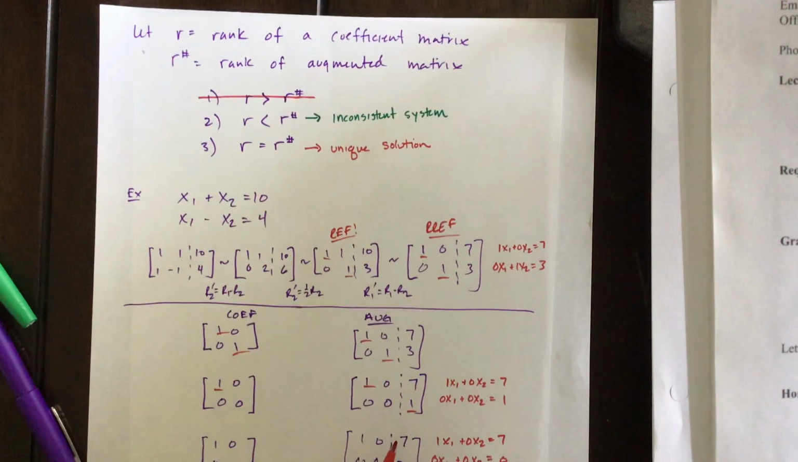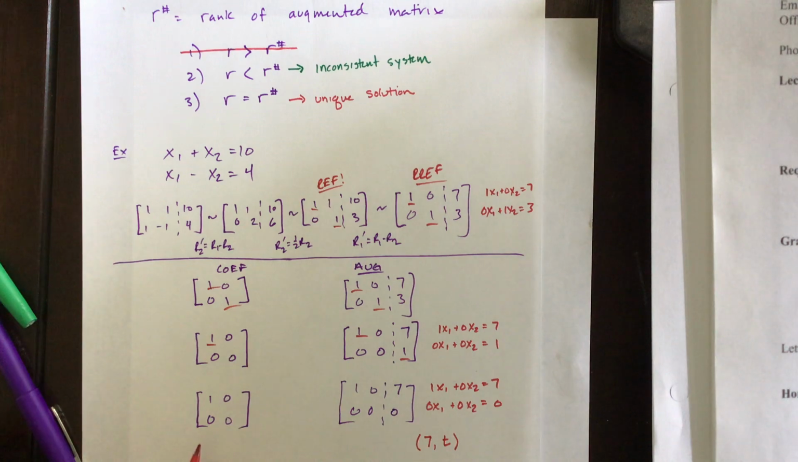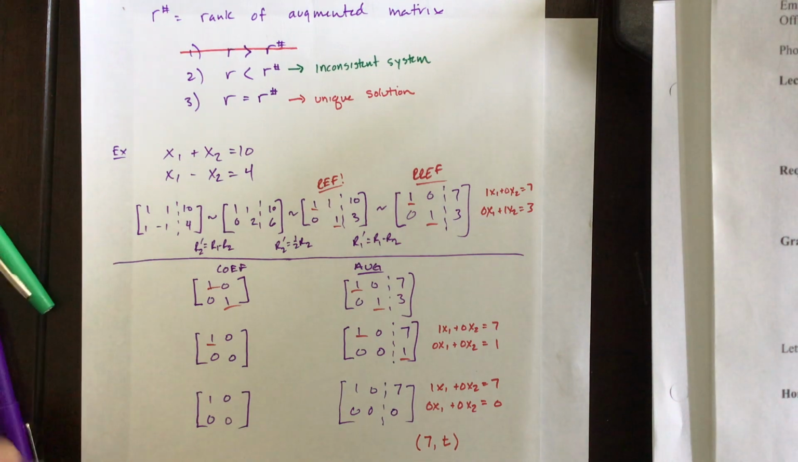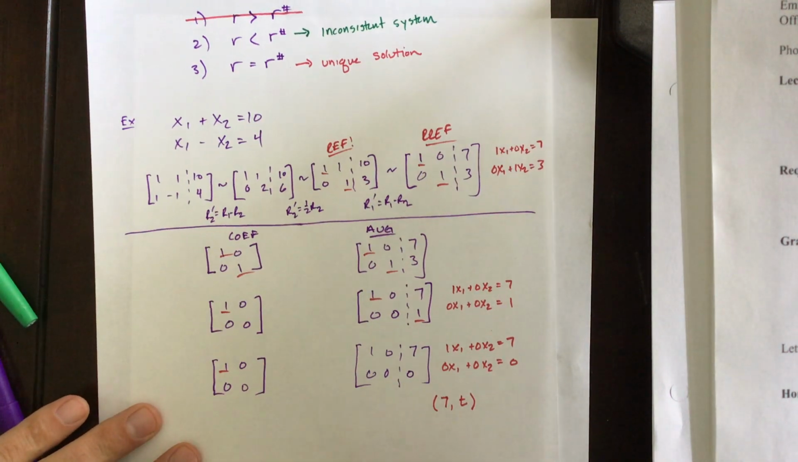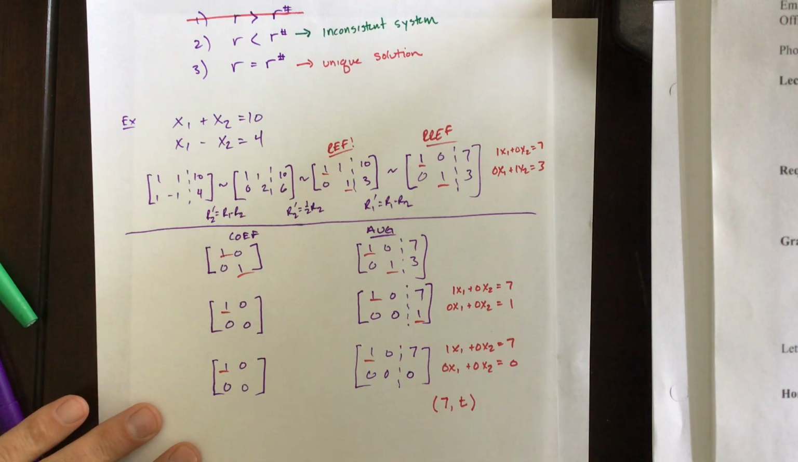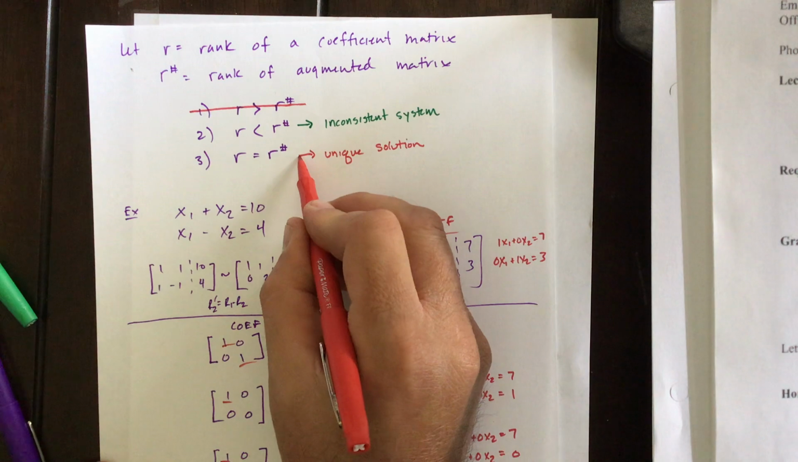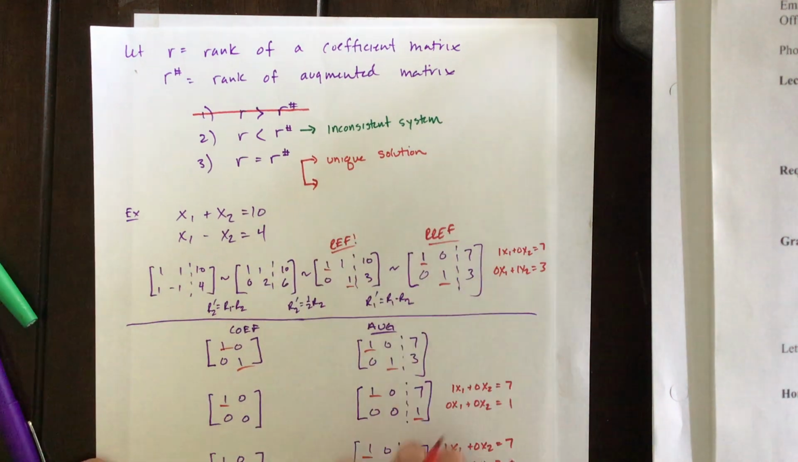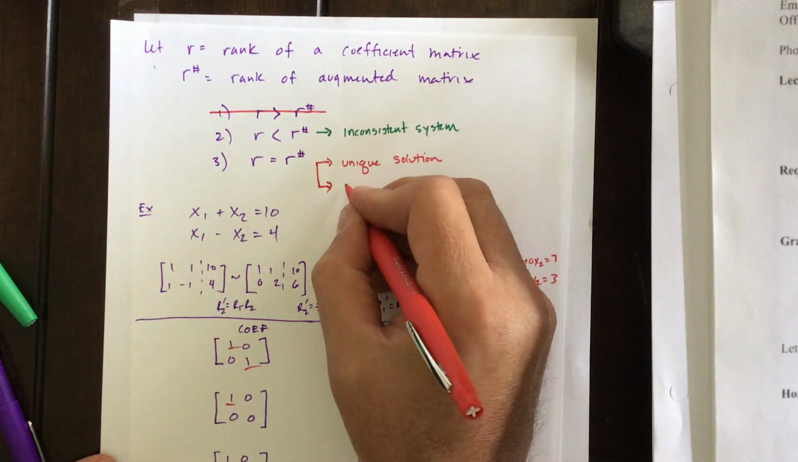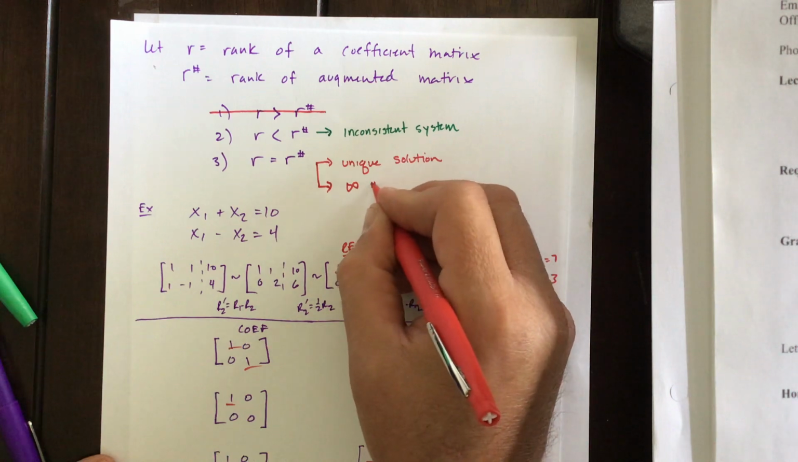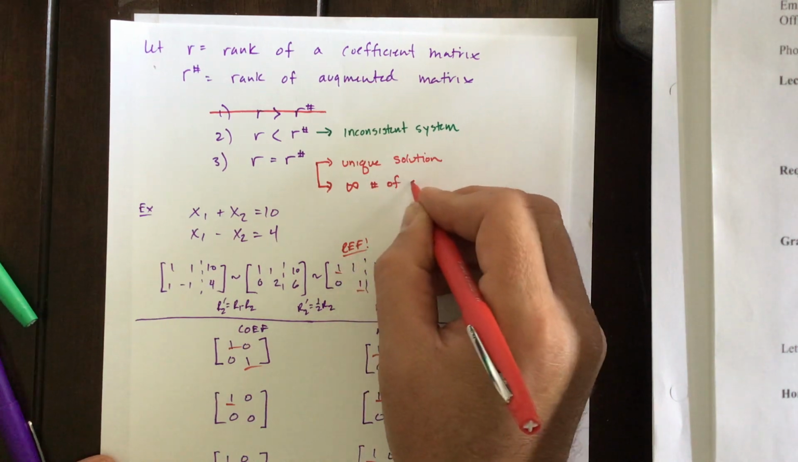Notice that the number of pivots in the coefficient matrix and the number of pivots in the augmented matrix are the same. So we're back under condition number 3. We have a different branch here. You either have a unique solution or you have an infinite number of solutions.